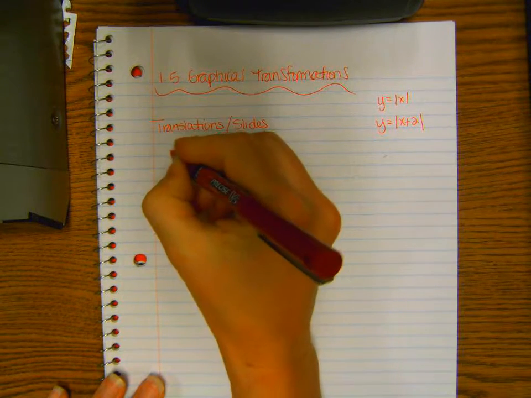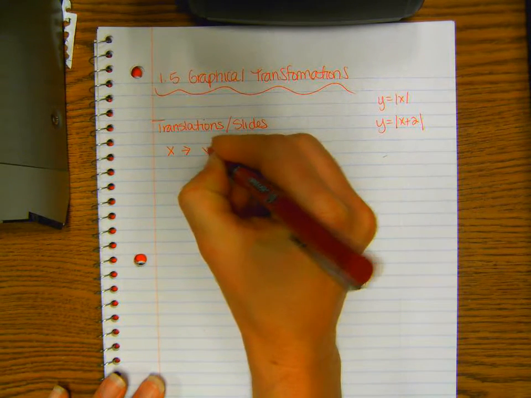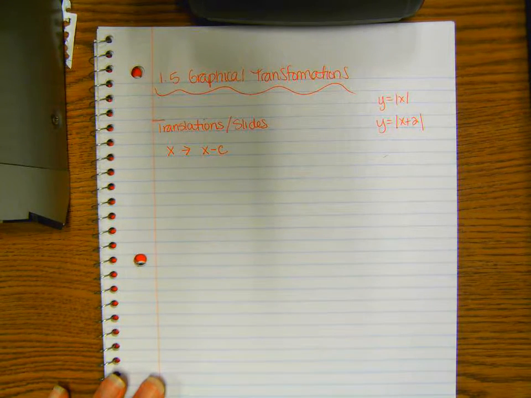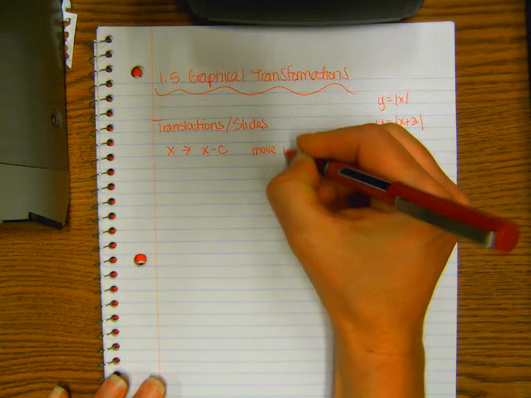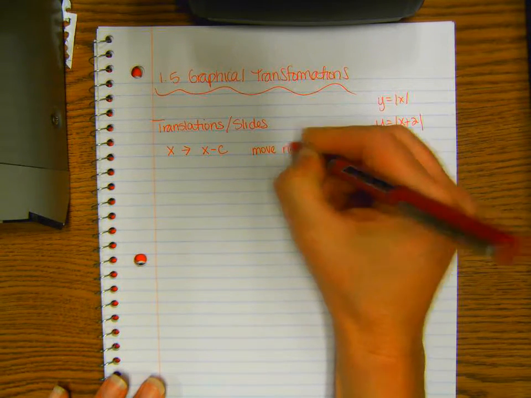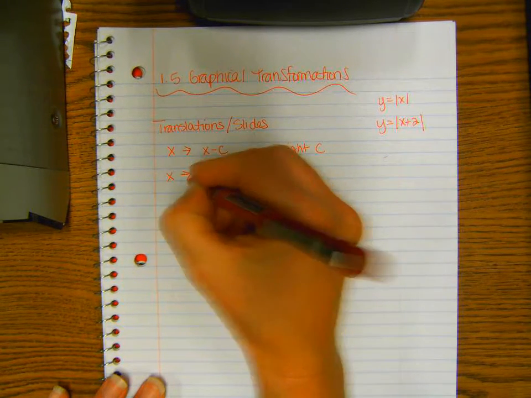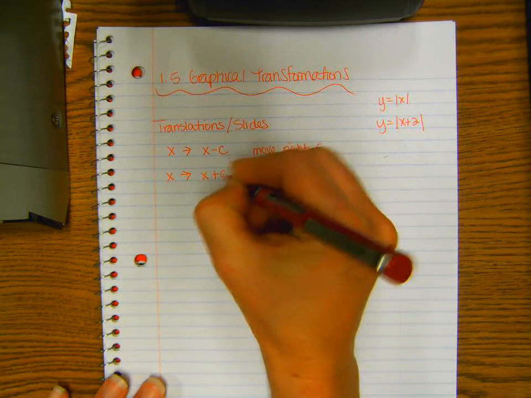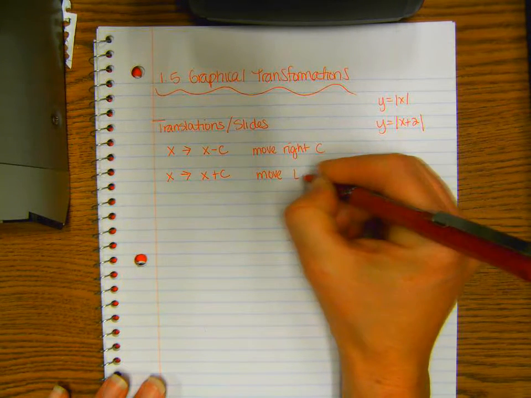I'm going to just use the letter C. If I replace x with x minus c, that's going to move right c. And if I replace x with x plus c, that's going to move the graph left c.